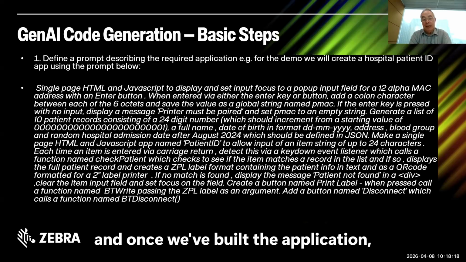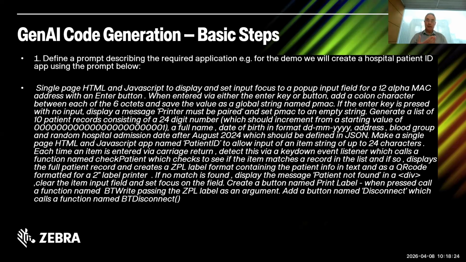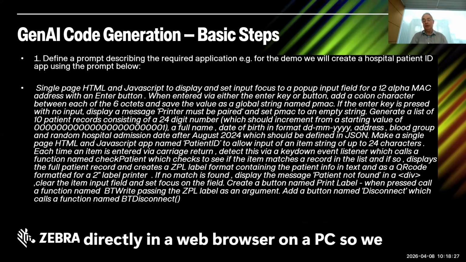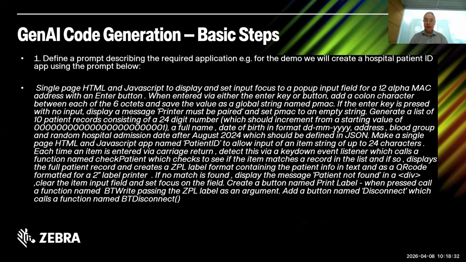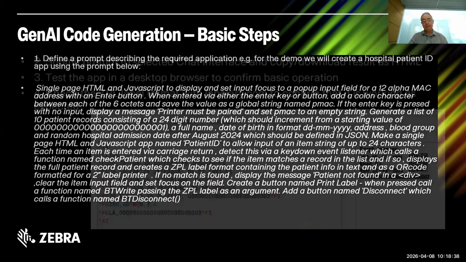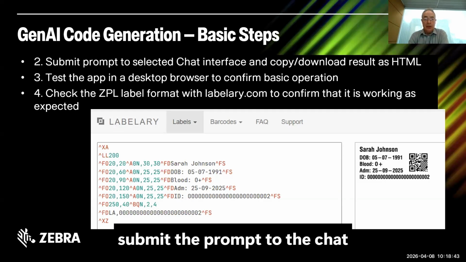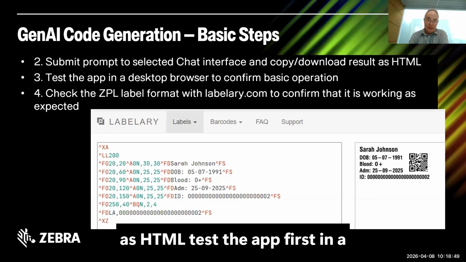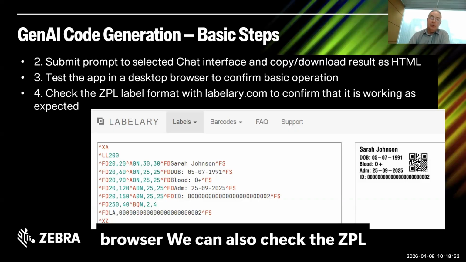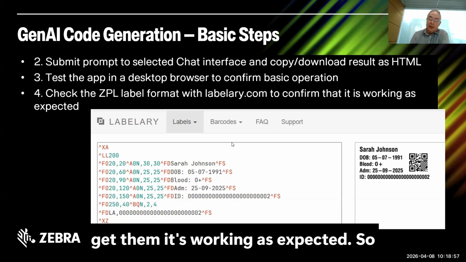And once we've built the application, basically it's an app which will run directly in a web browser on a PC, so we can test it on a PC first. Once it's working, then we can merge in the Enterprise Browser specific APIs to support Bluetooth print connection. So that's just outlined there. We submit the prompt to the chat interface, copy or download the result as HTML, and test the app first in a browser. We can also check the ZPL label format with labelary.com to confirm that it's working as expected.